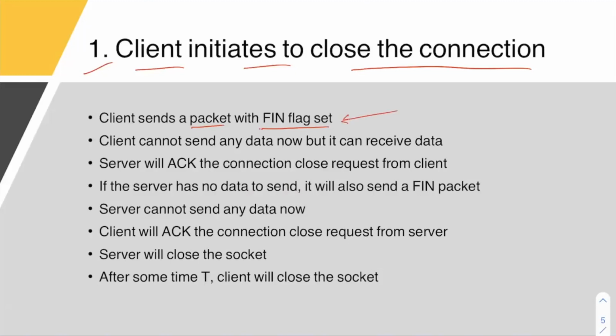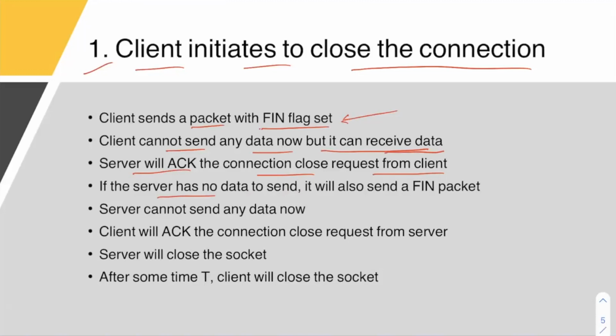Now, once the packet with the FIN flag set has been sent to the server, the client cannot send any data, but it can receive data. So the client cannot send any data after the first step, that is sending the packet with the FIN flag, but it can receive data from the server. Now the server will accept the connection close request from the client. So the server will receive that packet with the FIN flag set and it will acknowledge it.